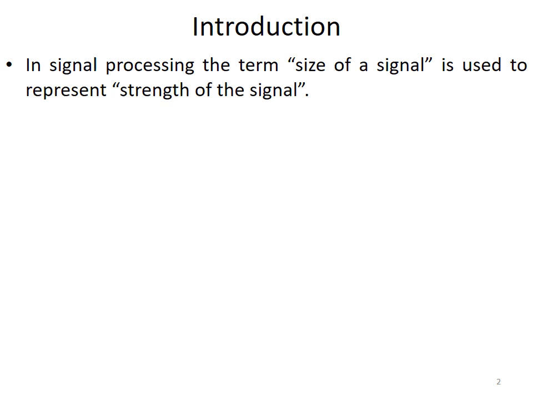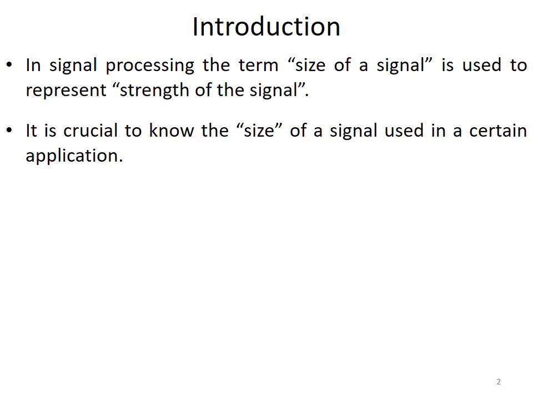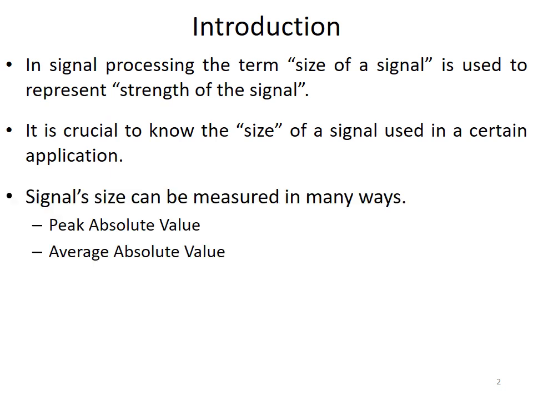So in signal processing, the term size of a signal is quite often used to represent the strength of the signal. It is crucial to know the size of a signal used in a certain application. For example, you want to compare the energy consumption of two devices, for example, the LCD screen of your computer and the CRT screen of your computer. If you want to compare the energy consumption, you will compute the size of the signal in both cases, and then you can quantify the energy consumption of the two devices.